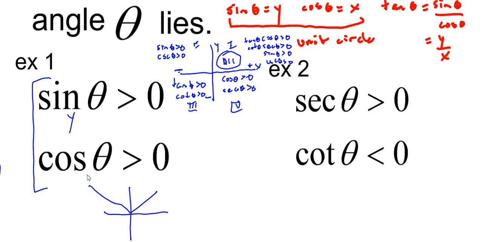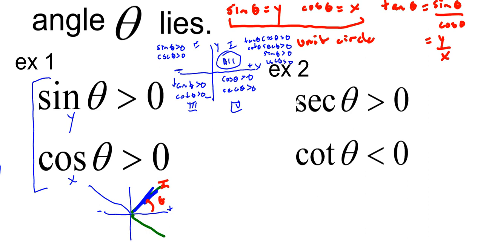Now the next question is, it also says that cosine of theta is positive, which means that x is positive too. Well, where is x positive? x is negative here, x is positive there, so by process of elimination, that has to be in the first quadrant, because the other one would be here. Where do they overlap? They both are right there, and so winner, winner, chicken dinner, our angle is going to be in the first quadrant. Does that make sense? I hope that makes sense to you.